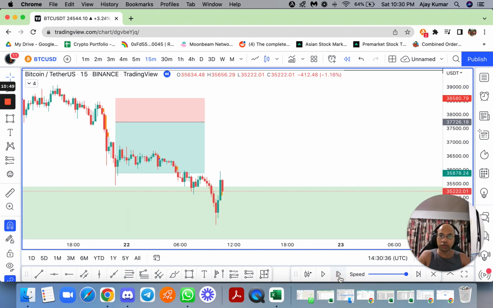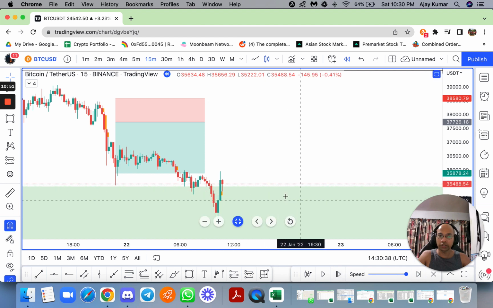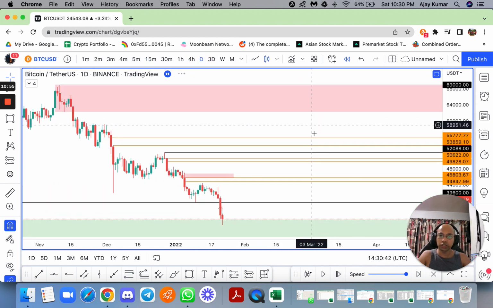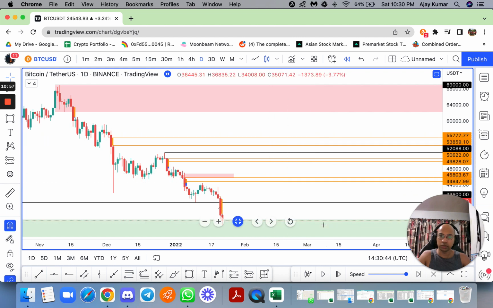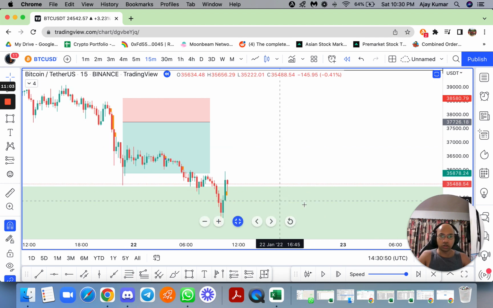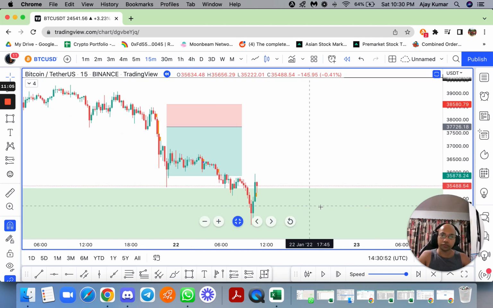Okay, price has gone into the order block. Remember, this is a bullish order block. If you can see, this is our bullish order block. Okay, let's go back. So this is also our point of interest, right? Bullish order block. Now we are looking for reversal.